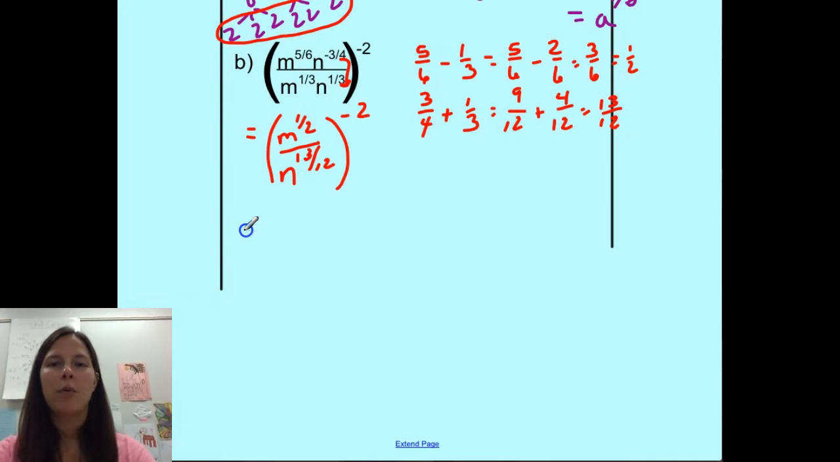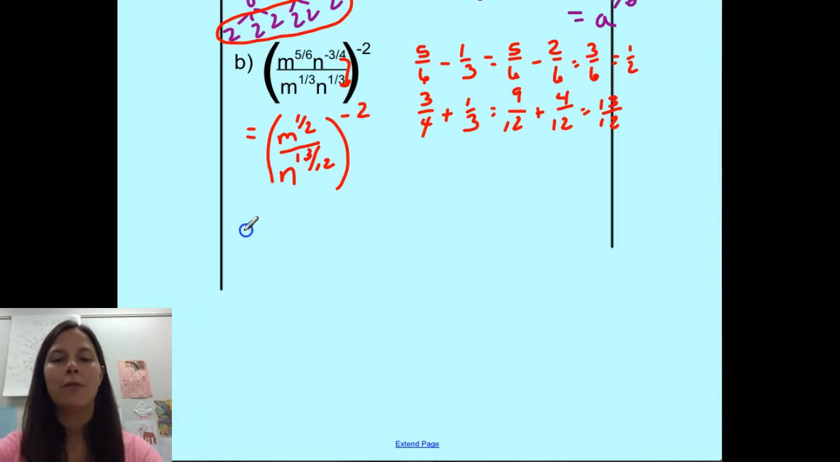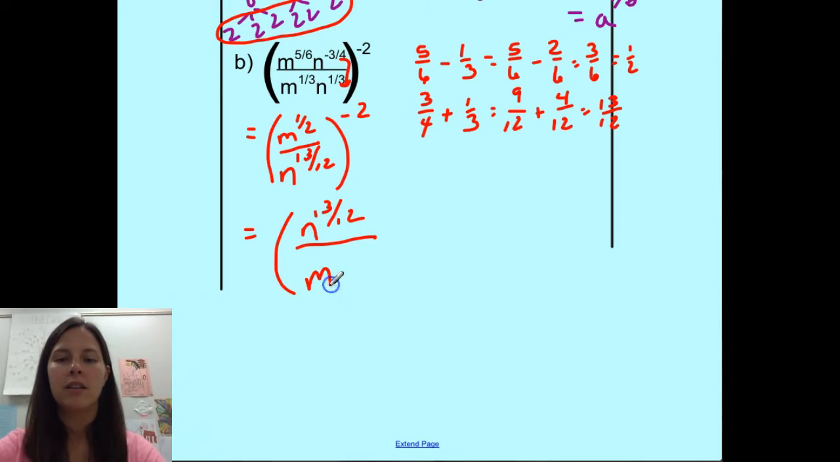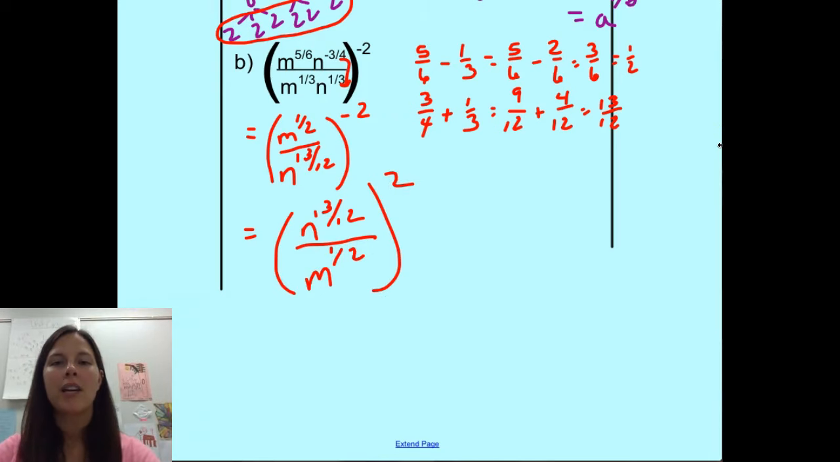With that -2 power on the outside, we have two options. We can distribute it, make both powers negative when we multiply, and then flip them. Or we can take care of the negative sign first by flipping what's inside and then distributing the power of 2. So when you have a negative power, it flips everything.